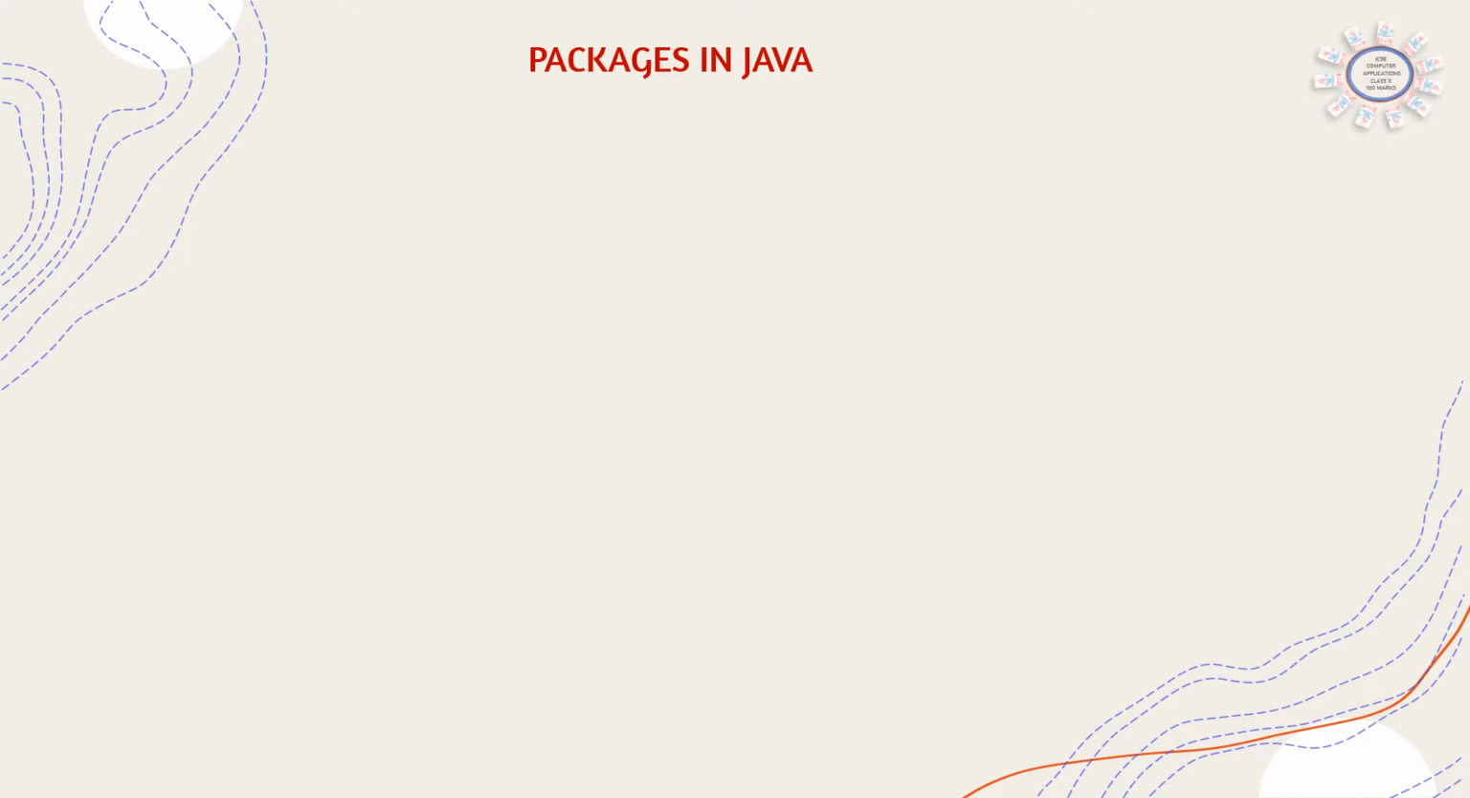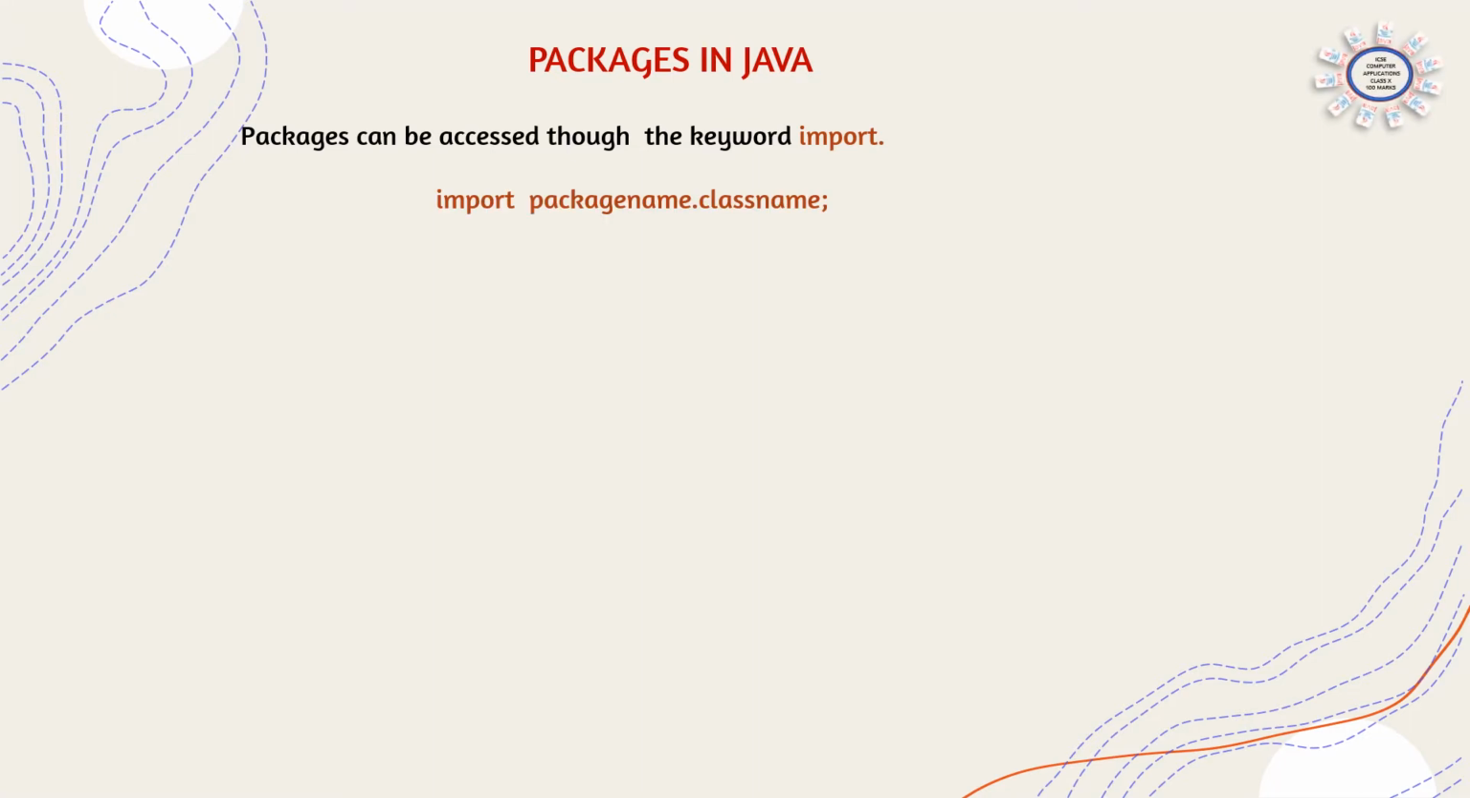Now the question arises, if you want to use a particular class or particular function, how can we bring that particular function to our program? For that, we have to import the particular package, and the keyword for accessing the package is import. By using the import keyword, we can bring any package to our program and we can use the functions which are stored in a particular class. So here the syntax for calling the package is import space package name dot class name.